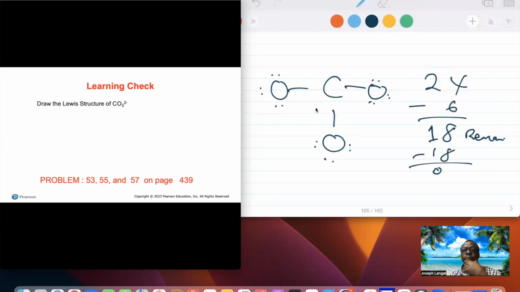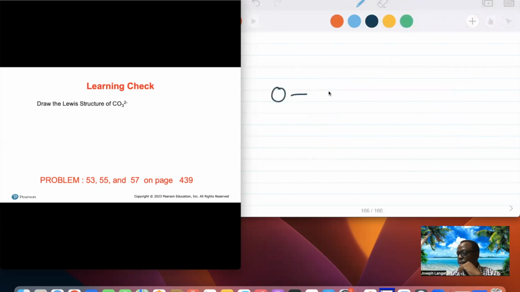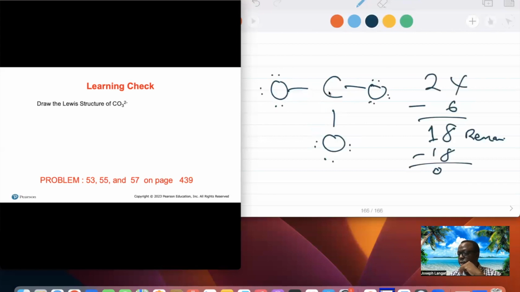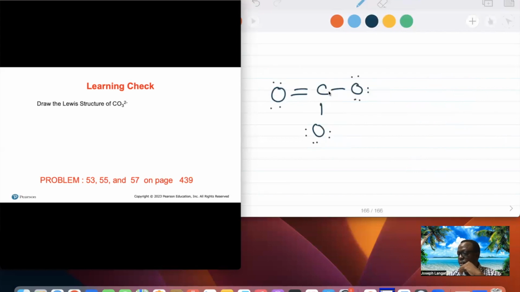But if you look at carbon, it does not satisfy the octet rule. So in order to fix that, we can have a double bond here between carbon and oxygen. This oxygen has 6 electrons each, but this one will have 4. We have used the 2 here to make a double bond. We remain with 4. Then we put in parentheses the overall charge of -2.